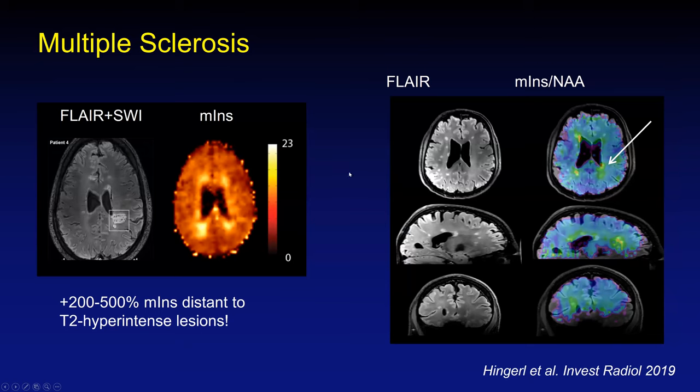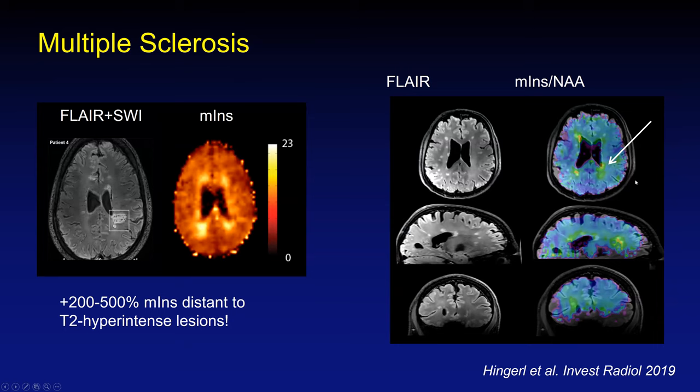But that's not all. I think it's also very interesting that in a couple of cases, we saw changes in the minus at all levels that were not really expected from the conventional MRI. For example, here you would see a very hyperintense lesion on the FLAIR on the right-hand side, while there is not much going on on the left-hand side, but this presents completely different on the metabolic map for minus at all, where you see the higher minus at all increase on the other side.